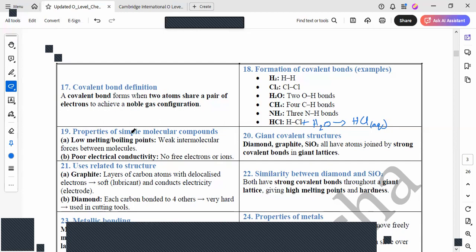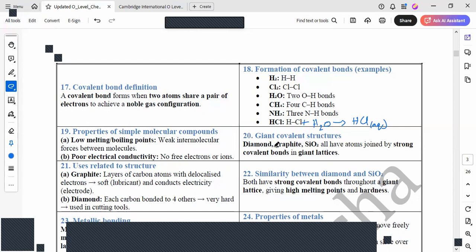Next thing is properties of simple molecular compounds. They have low melting and boiling points because of weaker intermolecular forces between molecules. They have poor electrical conductivity: no free electrons or free ions are there, so there is no support to carry charge from one place to another.